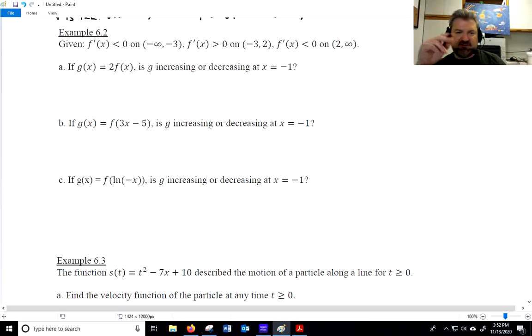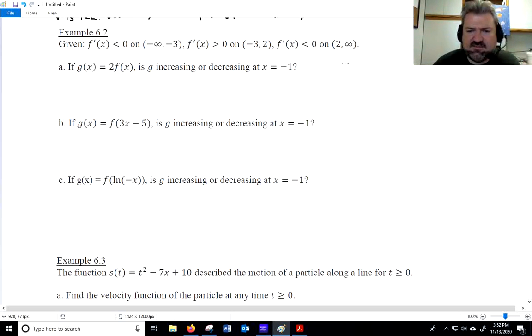Given that f prime is less than 0 on the interval from -∞ to -3, and that f prime is greater than 0 on the interval from -3 to 2, f double prime is less than 0 on 2 to infinity. Okay. So what if g of x equals 2 times f of x? Is g of x increasing or decreasing at x equals -1?